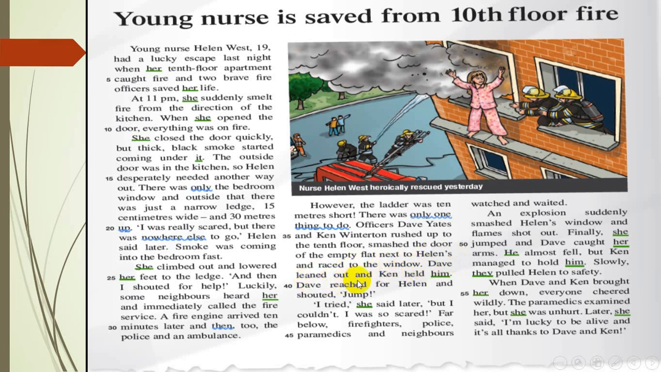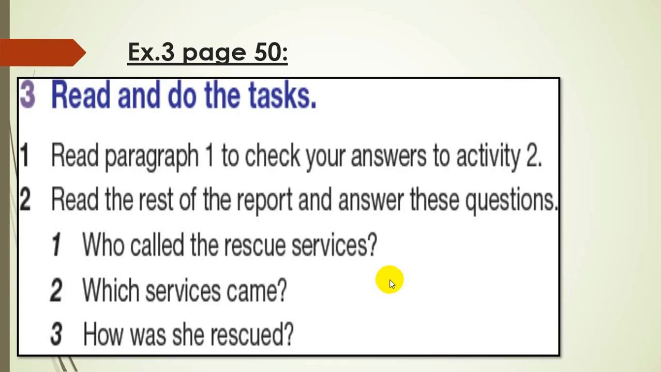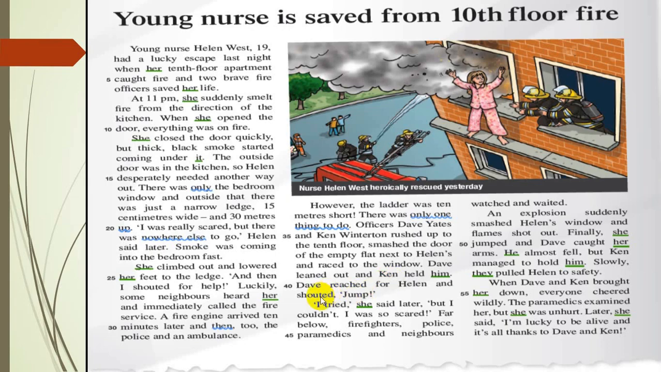Dave leaned out and Ken held him. Dave reached for Helen and shouted, jump. I tried, she said later. But I couldn't. I was so scared.